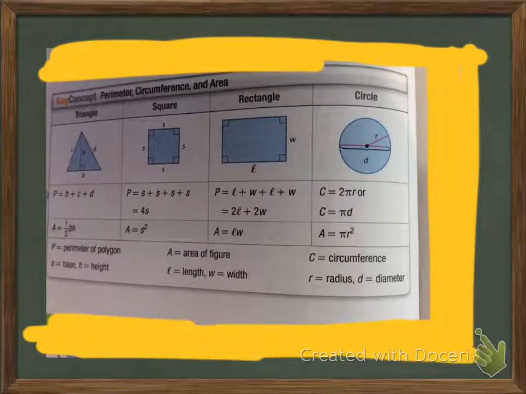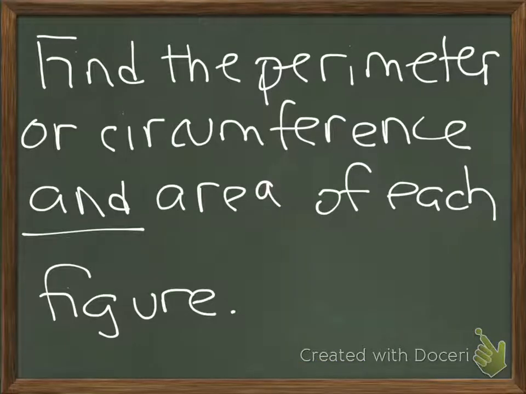Here we're finding the perimeter and area. Sometimes you call the perimeter circumference when you're dealing with a circle, but the perimeter and area, or the circumference, of these figures. So we're going to use these formulas to find them. This is asking us to find the perimeter or circumference and area of each figure.